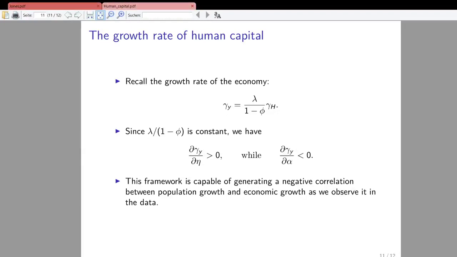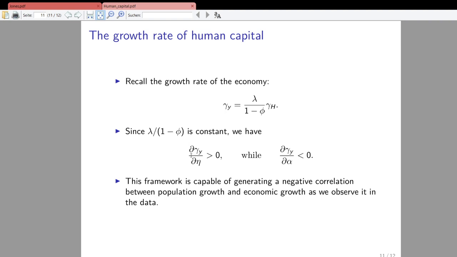And the final step is now to use these results in the growth rate of per capita GDP. We've seen previously the growth rate of per capita GDP is this parameter cluster lambda over 1 minus phi times the growth rate of aggregate human capital. Now this parameter cluster doesn't need to concern us because we've already seen the interpretation in the semi-endogenous growth model, and this interpretation carries over to this semi-endogenous growth model with the quality-quantity trade-off.